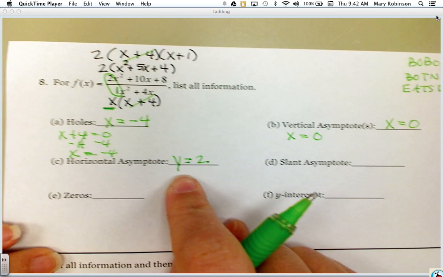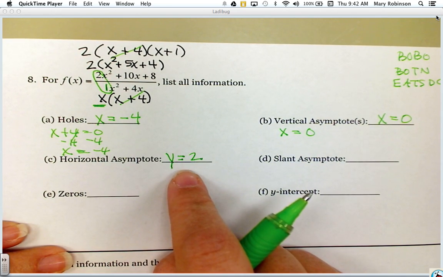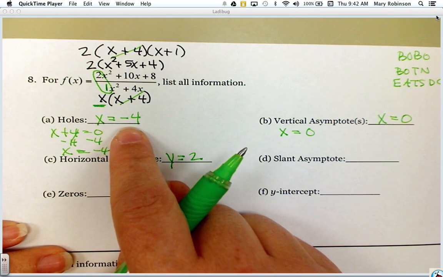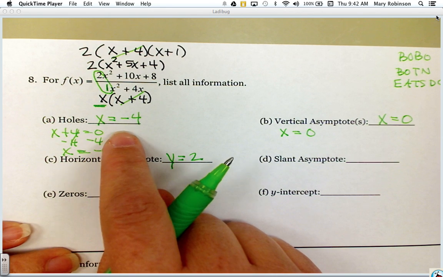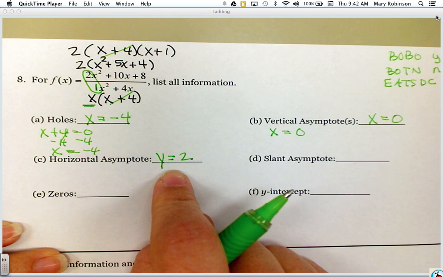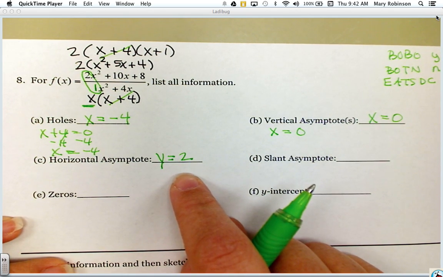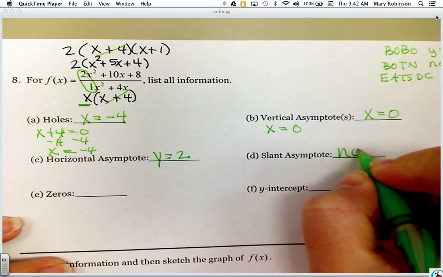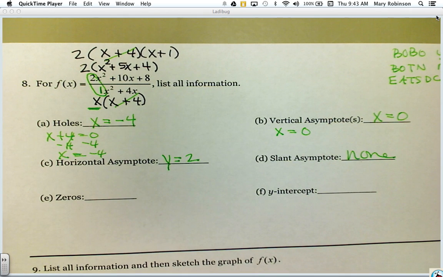Please keep in mind you must put the x equals or the y equals for these equations for the asymptotes. If you put negative 4, it's wrong. If you put 2, it's wrong. You have to put x equals negative 4, and it's always x equals for vertical, but it's always y equals for horizontal. If you have a horizontal asymptote, then you do not have a slant asymptote, so we can put none. Next, we have to look for our zeros.